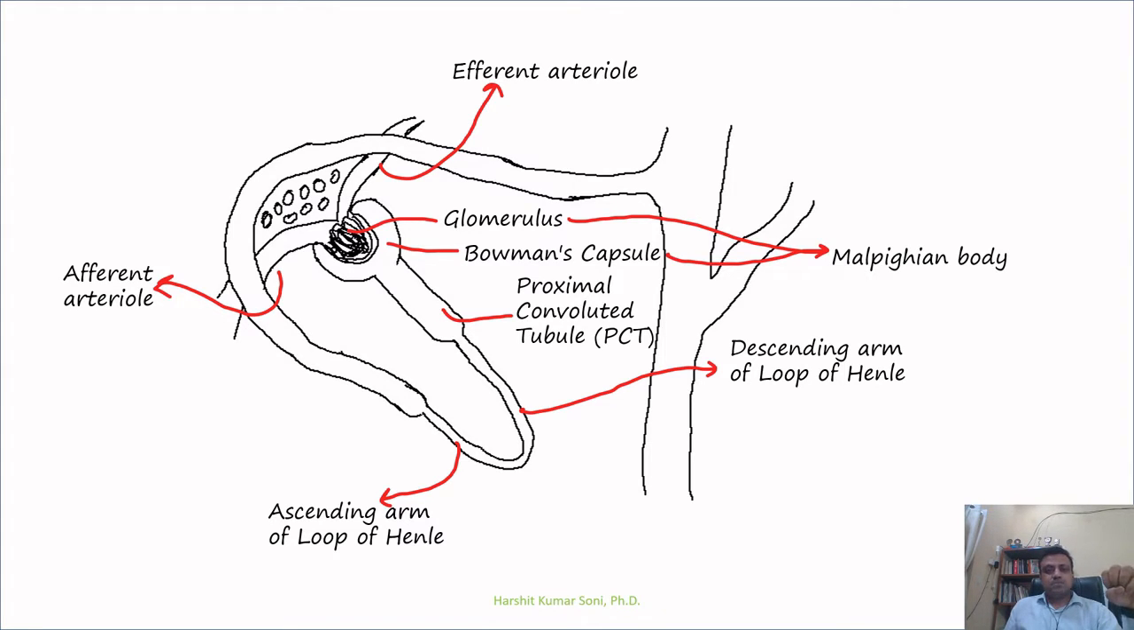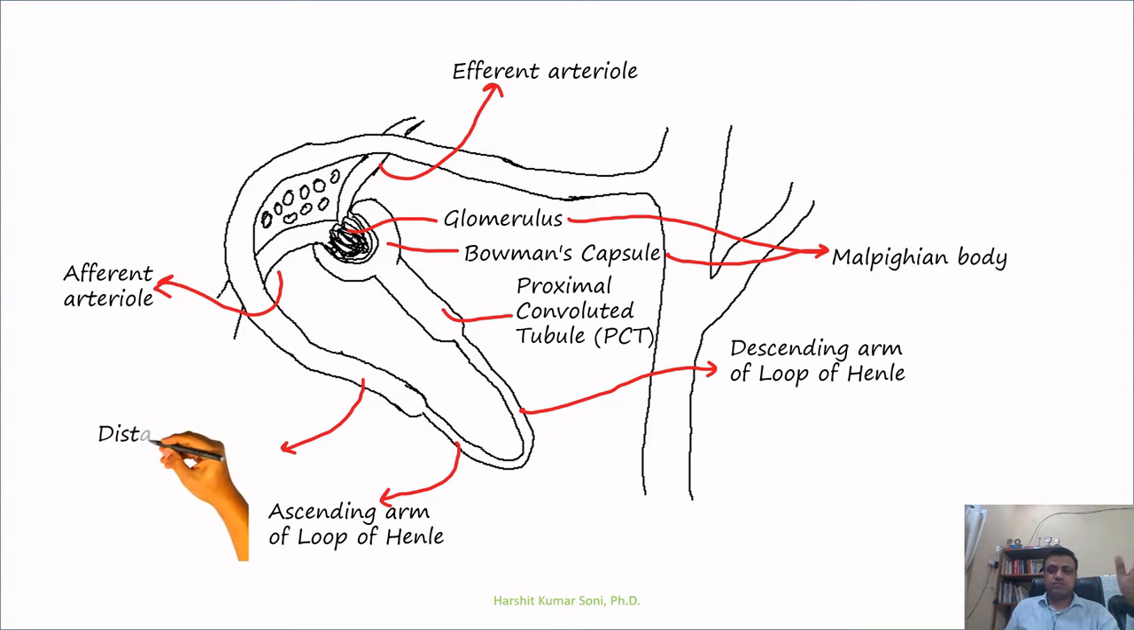And this ascending arm of loop of Henle has a specific characteristic, and the characteristic is that the cell membrane of this arm is impermeable to water. Water cannot pass through the membranes of the ascending arm. Only ions, sodium ion, calcium ion, chloride ion, can pass, but water cannot pass through this.